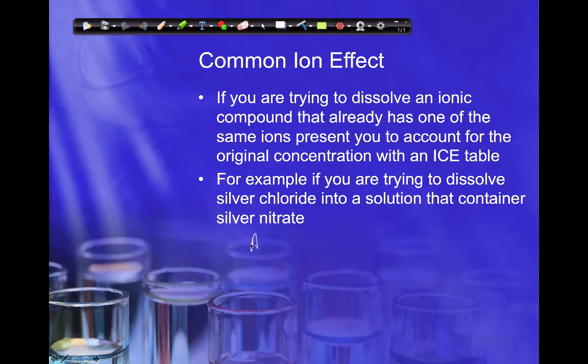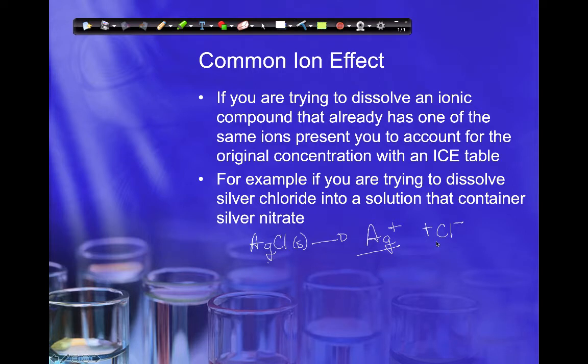So let's just say that I have silver chloride in a solution, and I'm trying to dissolve it. If I were to have silver ions already present in that solution, that makes this compound less soluble. So if I were to take silver chloride and then put it into a solution that has silver nitrate that has the silver ion, that means that it's going to be less soluble. So you're going to have less of that silver chloride dissolve into that solution.